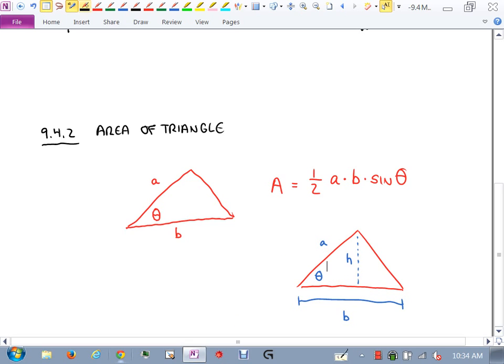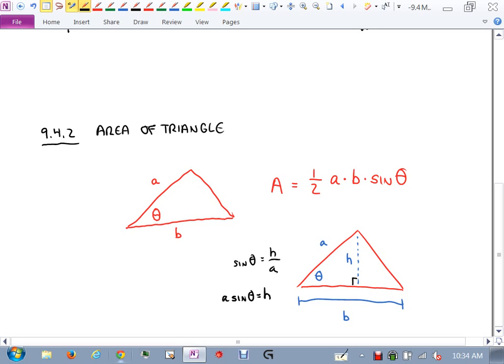And I'll give you a hint. This is a right triangle, isn't it? This little triangle right here is right. What's the relationship? Sine of theta is what? Is H over A? Agreed? So what's H? Multiply both sides by what? A. So A sine theta is H, isn't it?